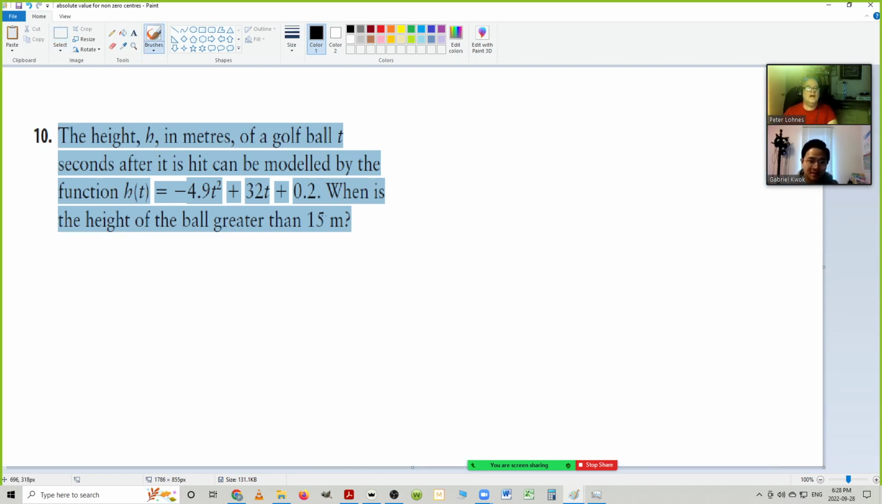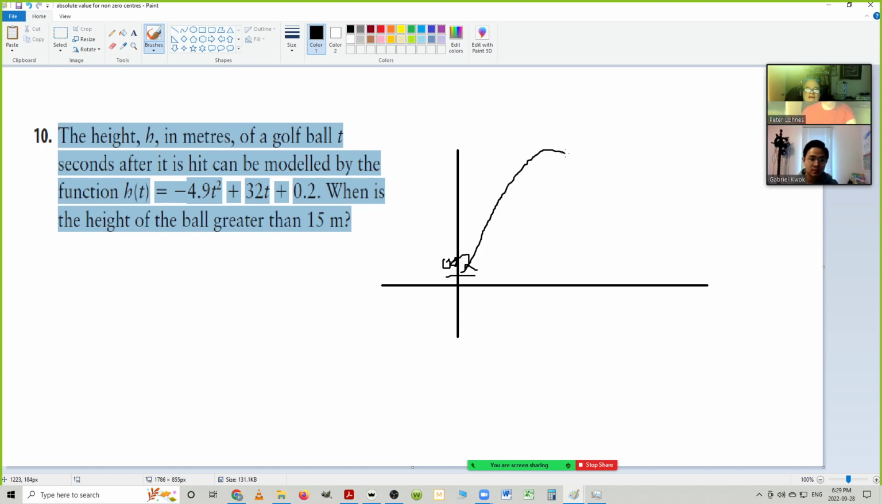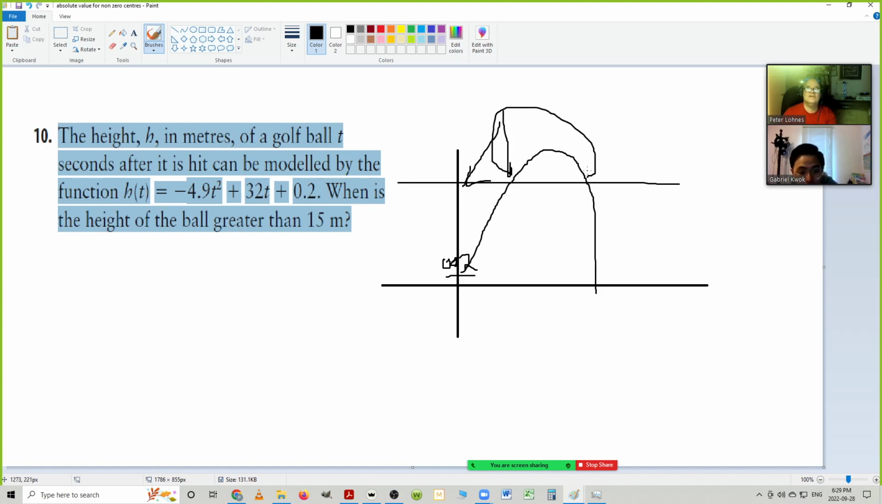Yeah, I did. What kind of graph is this? It's a parabola. Upside down or not? Upside down. What happens at time 0? It's 0.2. So we got a tiny height. So off the golf tee, it's propped up a bit. So it's going up and then comes down. What's the question? It's asking when the height is greater than 15 meters. So it's probably once here on the way up, and once here on the way down.